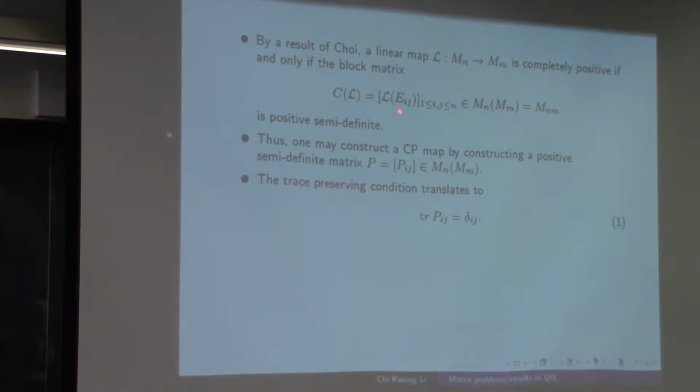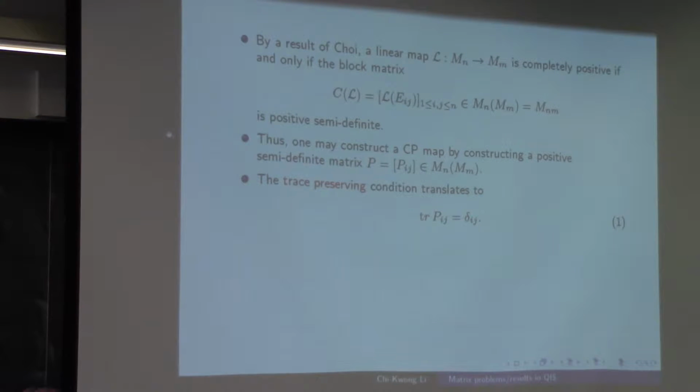You look at this, L(E11), is it trace 1? L(E12), is it trace 0, and so on and so forth. That is the condition we need to check. So if you build a huge Mn by Mn matrix, which is positive semi-definite, and you check this piece has trace 1, trace 0, trace 0, trace 0, trace 0, trace 1, and so on, you get a quantum channel. Okay, let me repeat. Everyone here can produce a quantum channel. You just need to construct an nm by nm matrix, which is positive semi-definite, so that the blocks have trace 1, 1, and trace 0. Then you can recover your quantum channel.